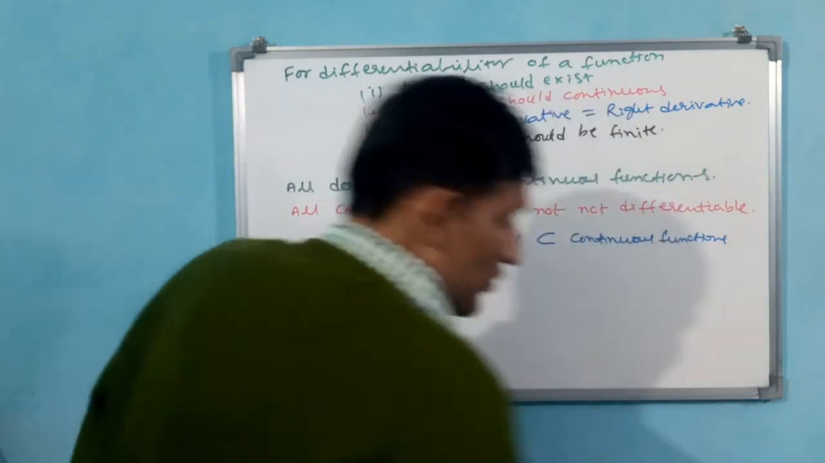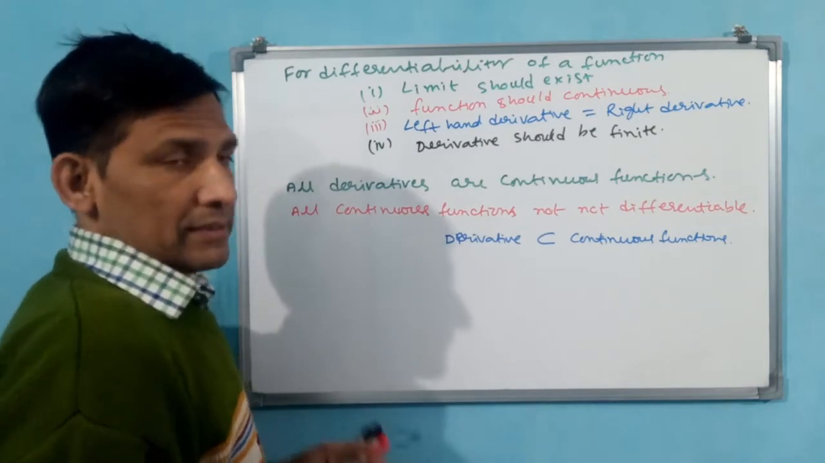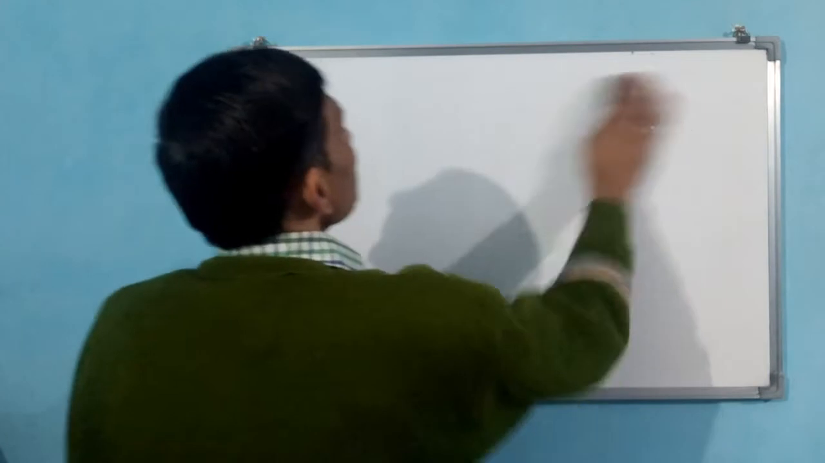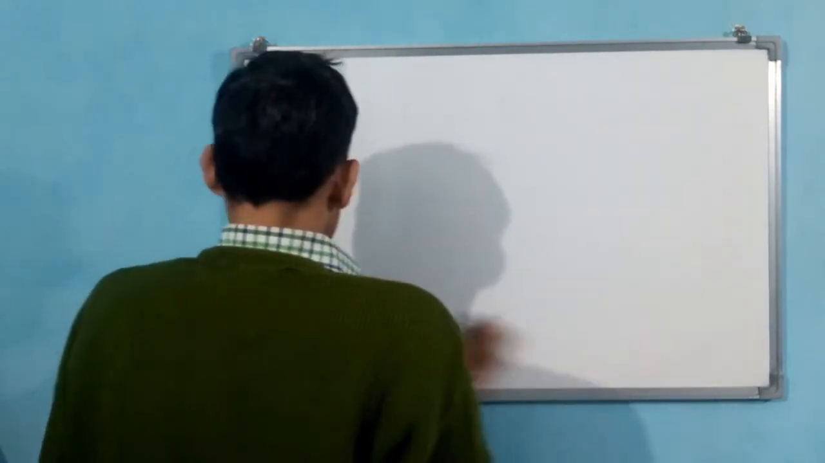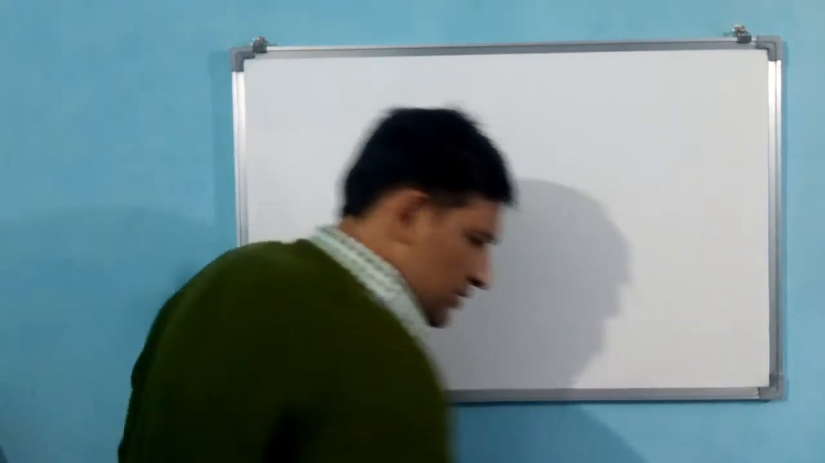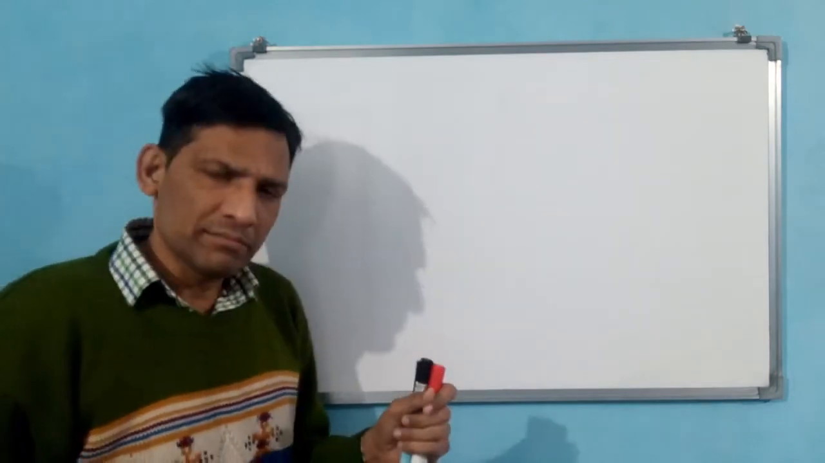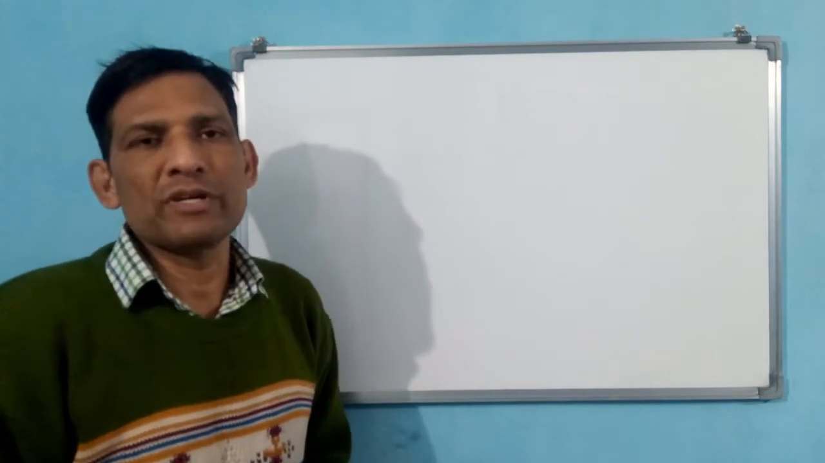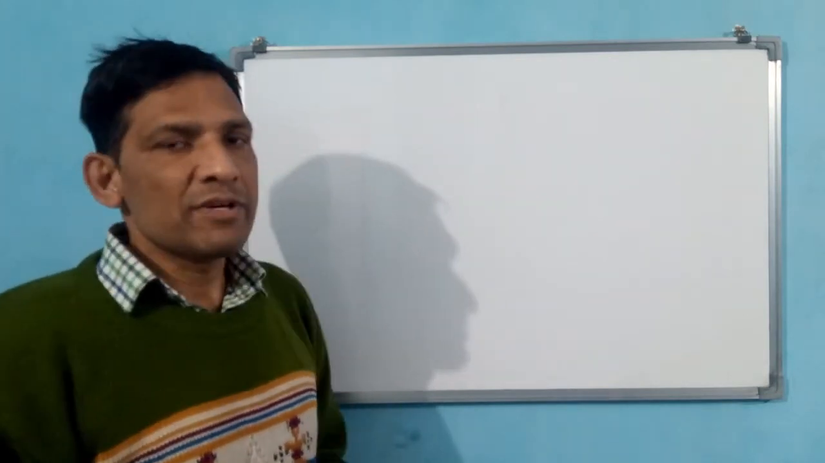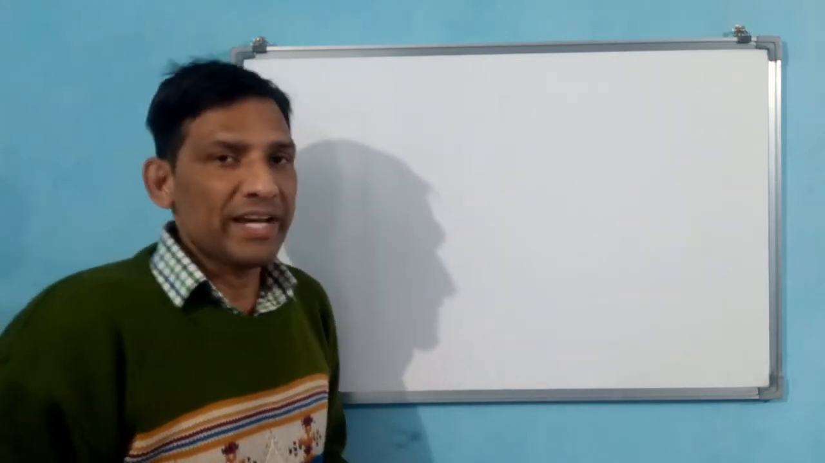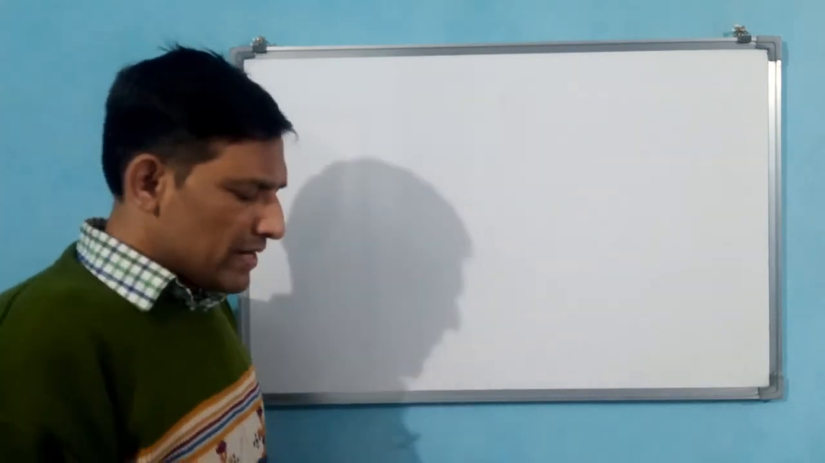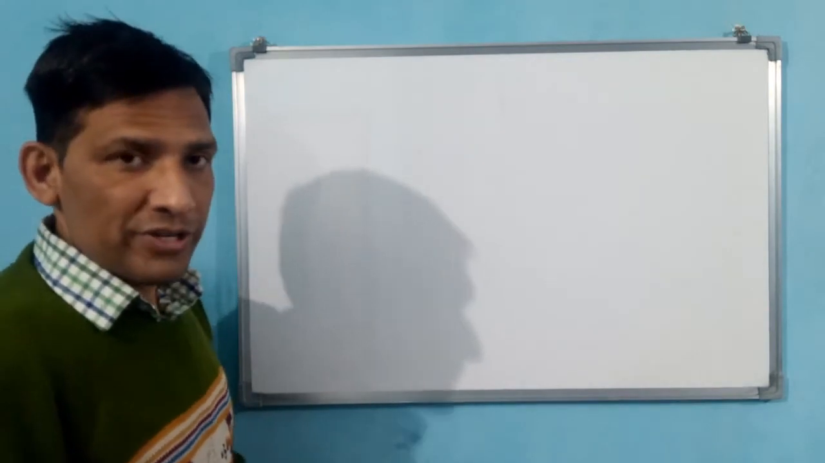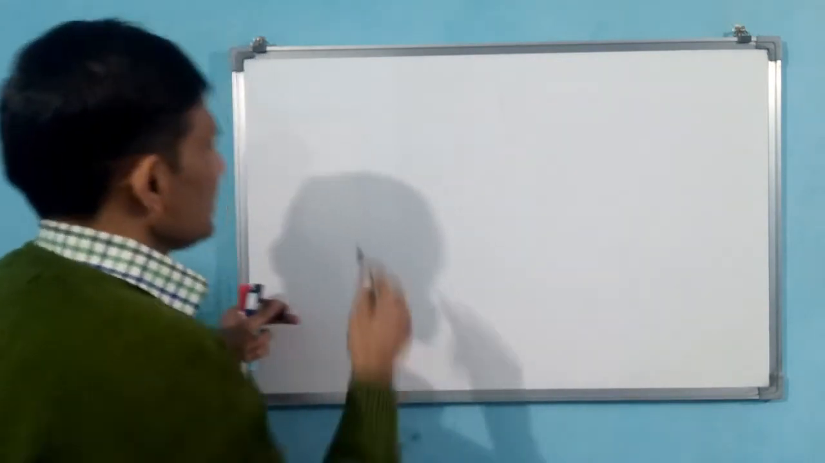Continuity of modulus x. These 4 points you have to keep in your mind. The limit should exist, both sides the same. The function should be continuous. The left hand derivative should be equal to the right hand derivative, and the derivative should come finite, not infinite or undefined. Now what are we going to find? We are going to find continuity of modulus x. Write down.